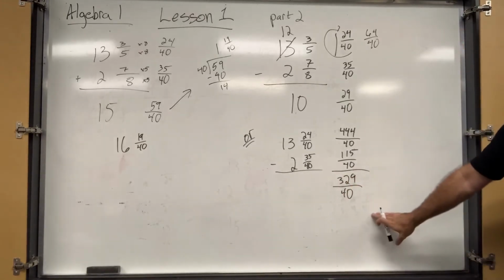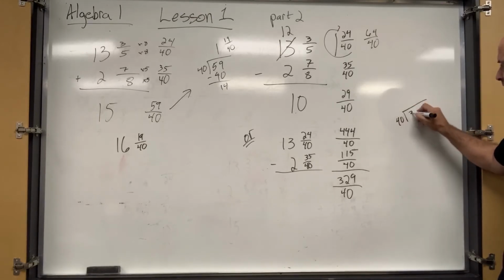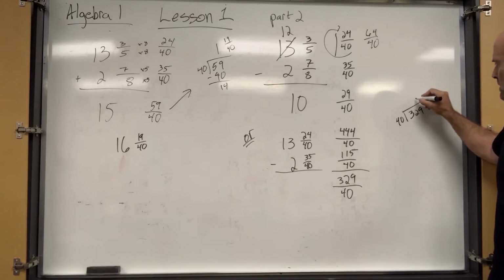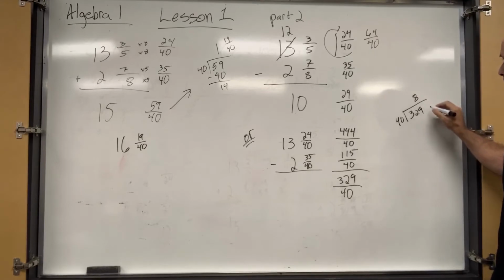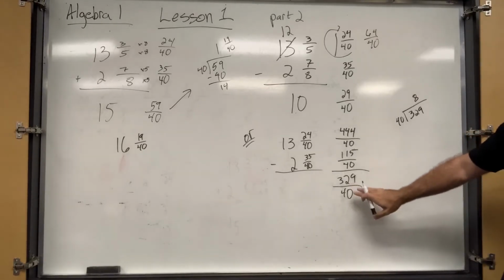And then if you change that back to a mixed number, how do you do that? Well, you just divide. That goes in what, like 9-ish times, 8-ish times, I think 8-ish times. No, it shouldn't be. I did something wrong.